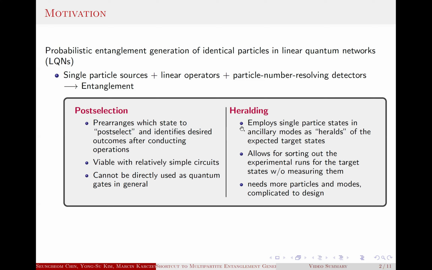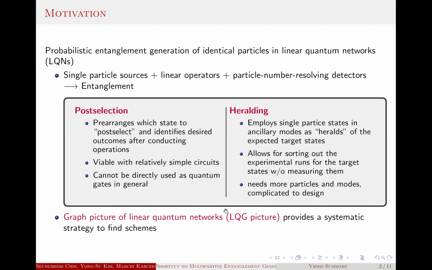On the other hand, the heralded scheme employs single photon states in ancillary modes as heralds of the expected target states. It allows for sorting out the experimental runs for the target states without directly measuring them. Nevertheless, it requires several ancillary modes and particles to accomplish its goal. Consequently, designing circuits for this scheme is significantly more challenging, and installing the system is also more costly.